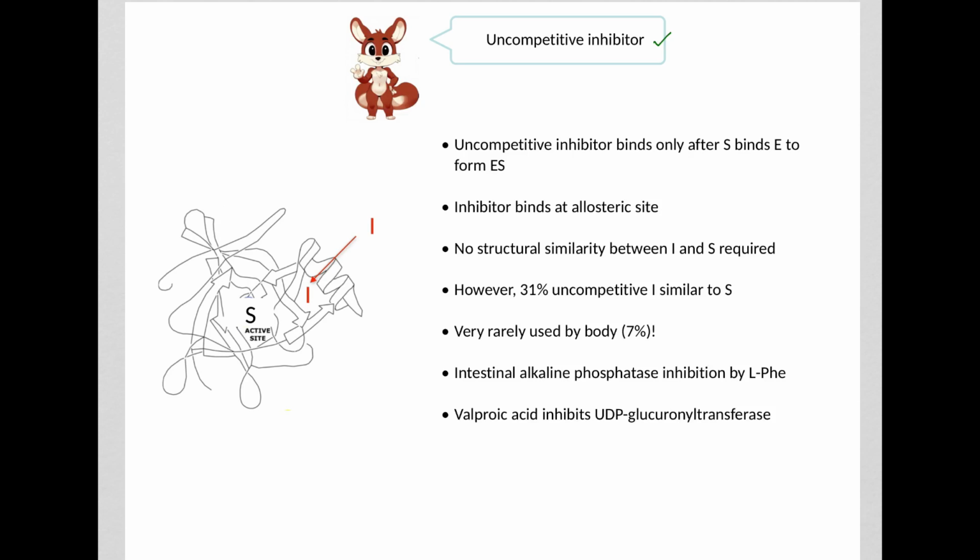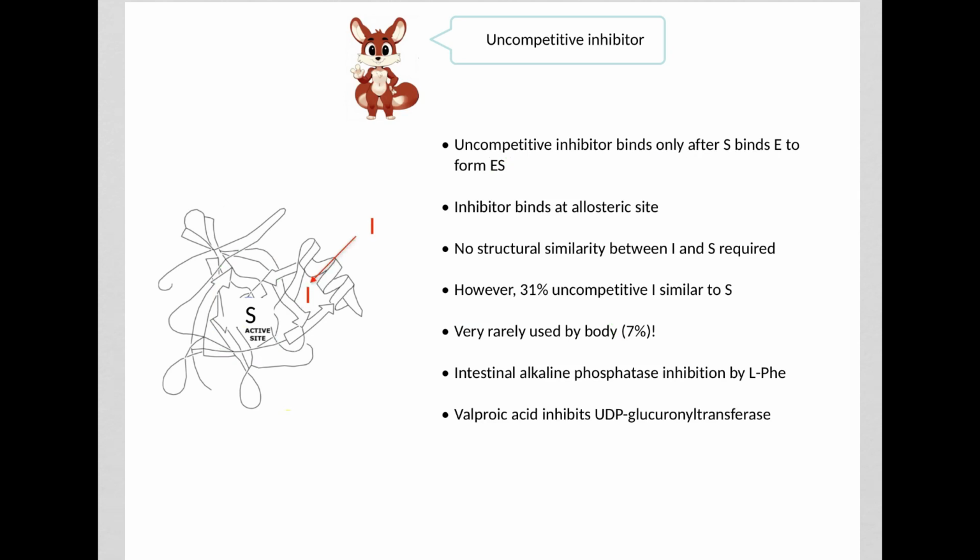Uncompetitive inhibitor, again, very rare in the body. It is an inhibitor that will bind only after the substrate binds to the enzyme, because it binds the ES complex. Once we have the enzyme substrate complex, only then will the inhibitor bind to the ES complex.